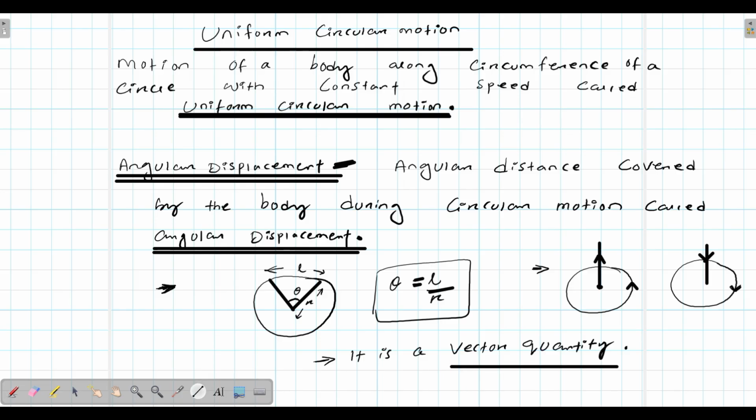So after angular displacement, next moving to the section that is angular velocity. Angular displacement theta equals to L by R. It is a vector quantity. SI unit of angular displacement is radian.